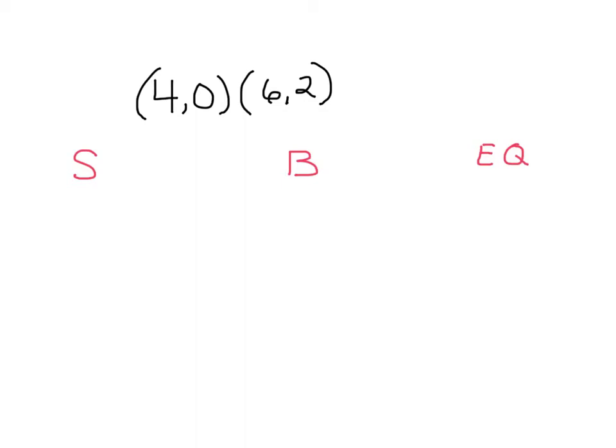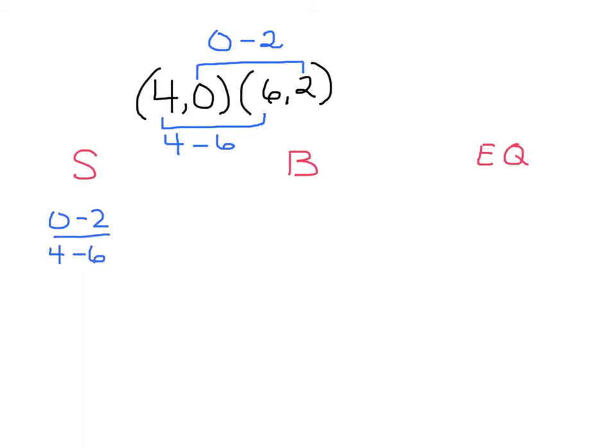We're going to start, and I'm going to put S, B, and EQ, because we want to find slope first, then the b, the y-intercept, and then we need to state the equation. So the first thing we're going to do is find the slope. We have 0 subtract 2 and 4 subtract 6, additive inverse and additive inverse. That gives me my slope as -2 over -2, which ends up being 1.